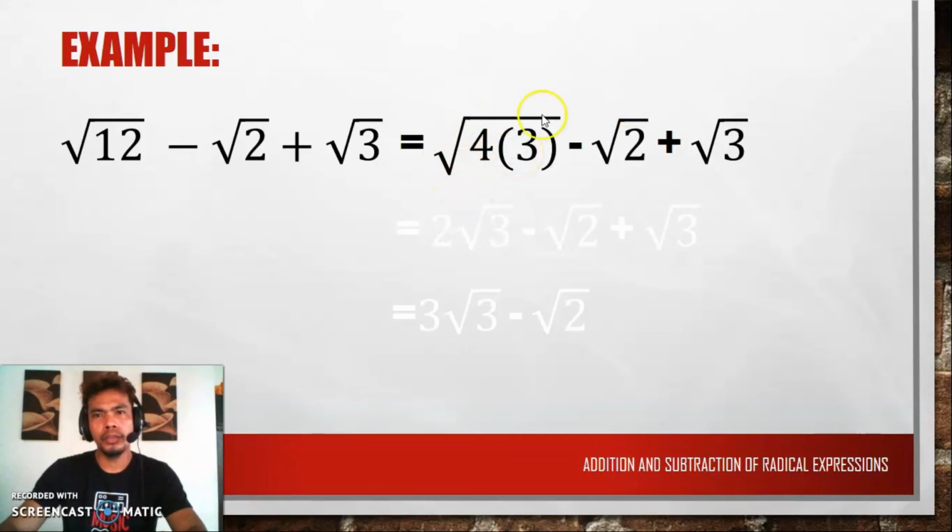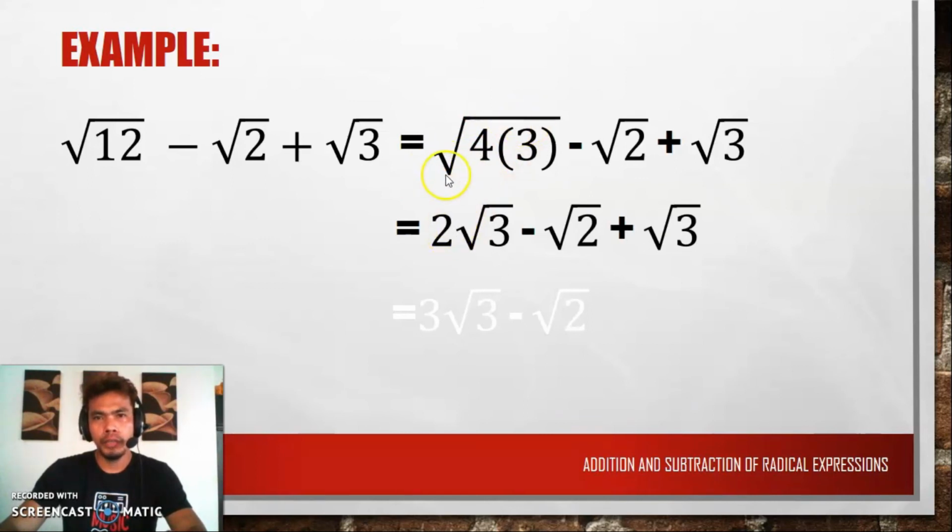So we have here square root of 4 times 3 minus, okay, these two radicals here are already in simplified form, so just copy them. So minus square root of 2 plus square root of 3. Next we have to simplify. What is the square root of 4? The square root of 4 is 2. Then what will remain in your radical sign? Inside your radical sign is 3. So we have here 2 square root of 3 minus square root of 2 plus square root of 3.